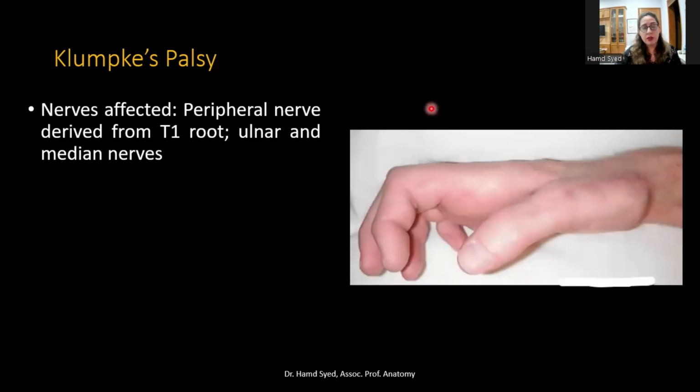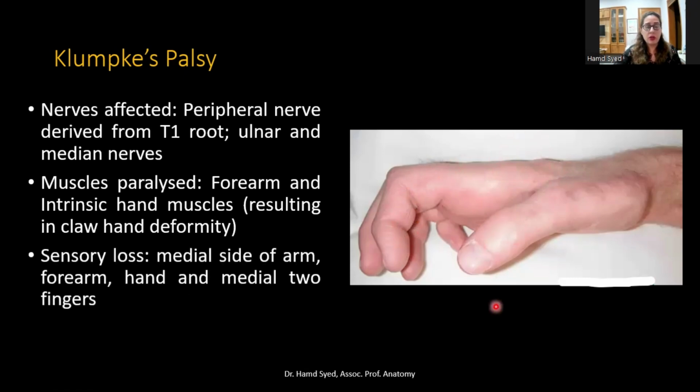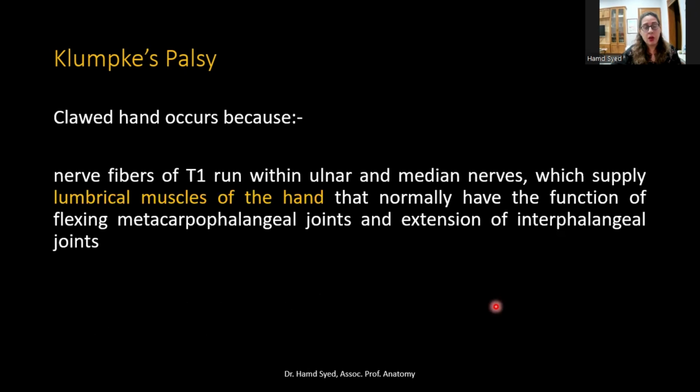Now, this is the characteristic deformity which occurs in Klumpke's palsy, known as the claw hand deformity. The forearm and intrinsic hand muscles are the ones which are paralyzed, leading to this deformity of the hand, which is known as the claw hand. And you can see over here that in this condition, there are flexed interphalangeal joints and extended metacarpophalangeal joints in this claw hand deformity. There's also a sensory loss which occurs in the medial side of the arm, forearm, the hand, and the medial two fingers. Now let's see the pathophysiology of these presentations.